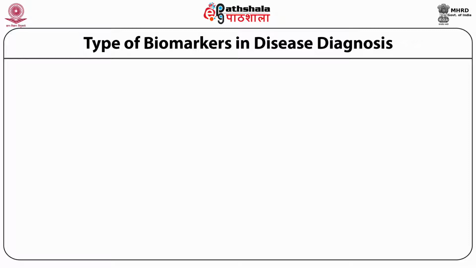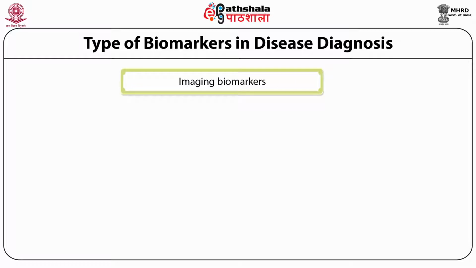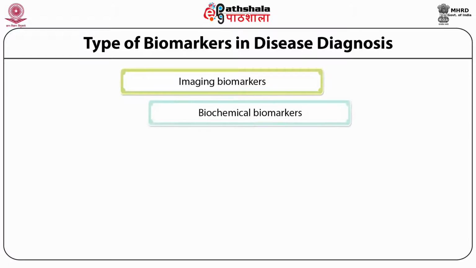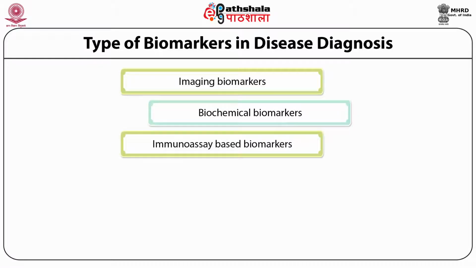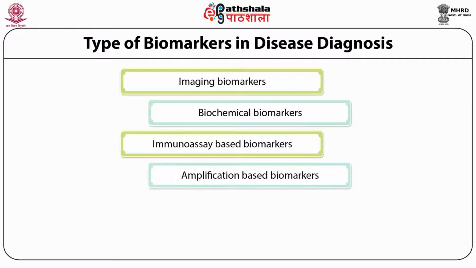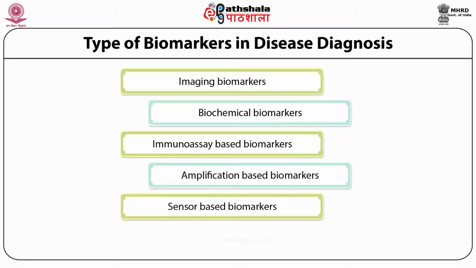So depending on the principle of detection, 6 types of biomarkers have been identified. First one is imaging based biomarkers. Second, biochemical based biomarkers. Third, immunoassay based biomarkers. Fourth, amplification based biomarkers, then sensor based biomarkers, and array based biomarkers. All these biomarkers are based on different principles of detection and differentiation of healthy and diseased tissue.